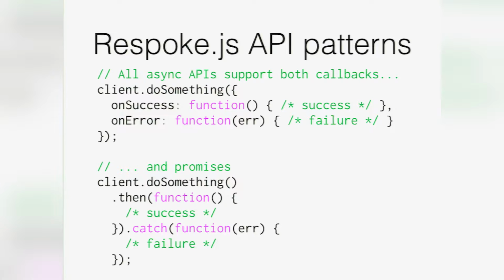Respoke.js API supports both. Every one of our asynchronous APIs, you can either pass in an onSuccess or onError callback function. And whenever the asynchronous method completes, it will call back on that function so that you can continue on with whatever processing that you need to do.